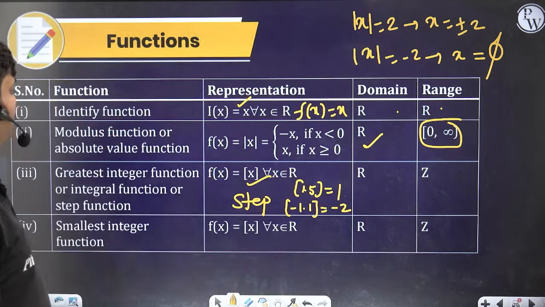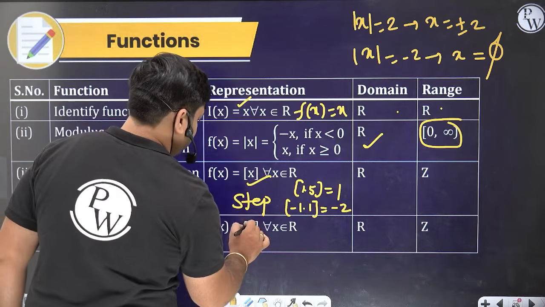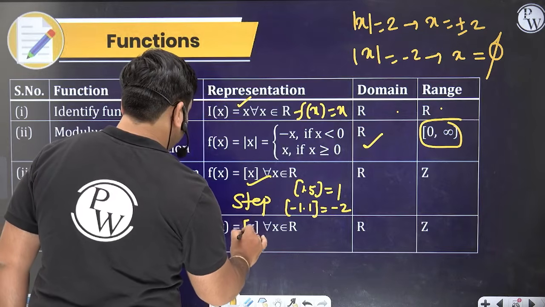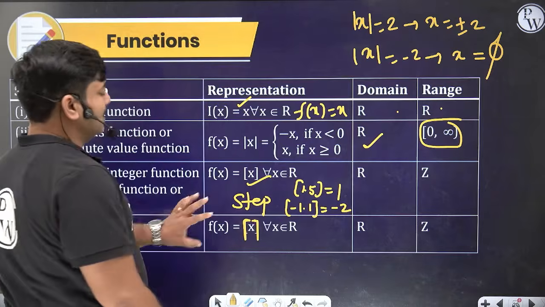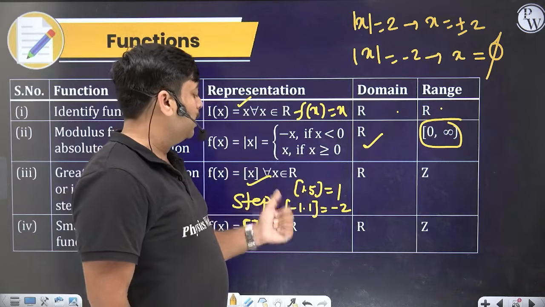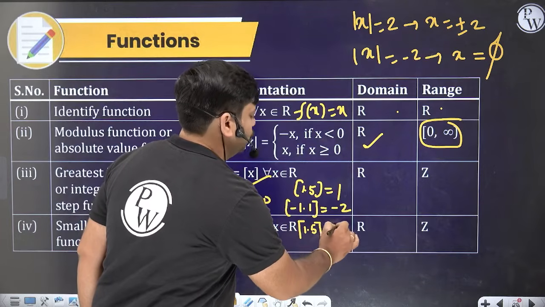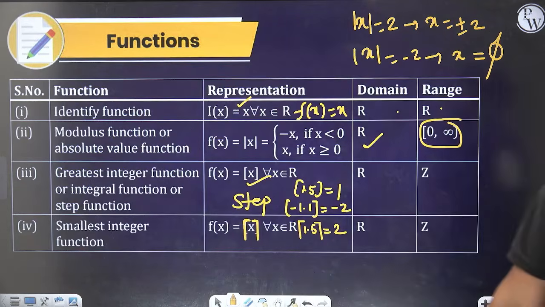Next, in the same way, the smallest integer function. This symbol is not correct for this. Okay, you will have it like this. This is exactly the reverse of step x. If step of 1.5 is 1, the smallest integer function of 1.5 is 2. If you don't know this function, no worries, don't worry. It is exactly the reverse of that.